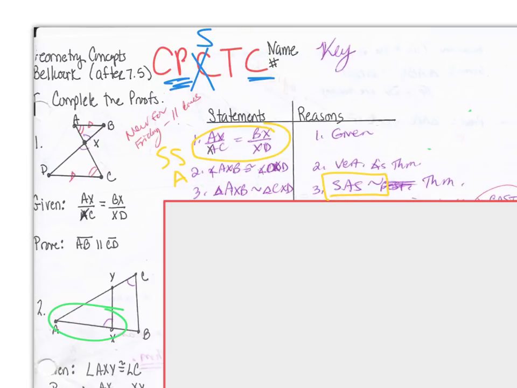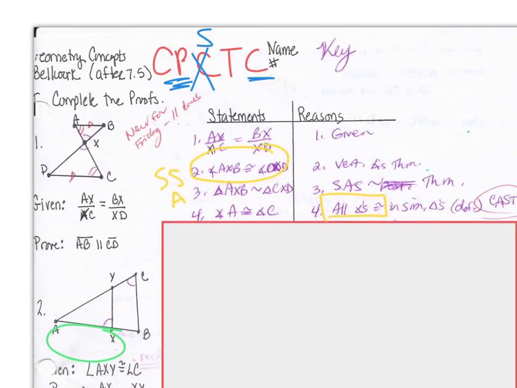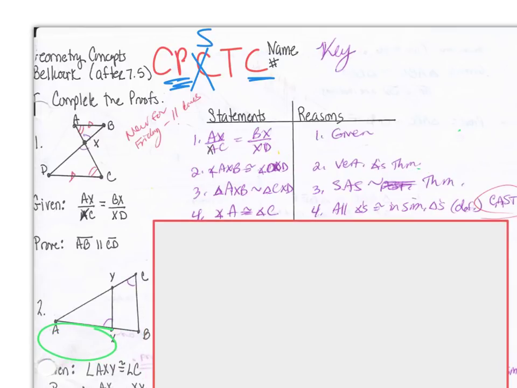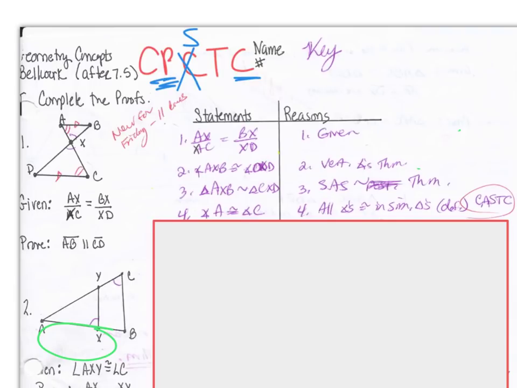Basically, it's our definition of similarity. Apparently I shouldn't write on this, sorry guys for the delay. If corresponding angles are congruent, then alternate interior angles are congruent, then lines are parallel. So I'm first going to say angle A is congruent to angle C, because all angles in similar triangles are congruent. That's my corresponding angles in similar triangles are congruent shortcut that I was just talking about. My new CPCTC.